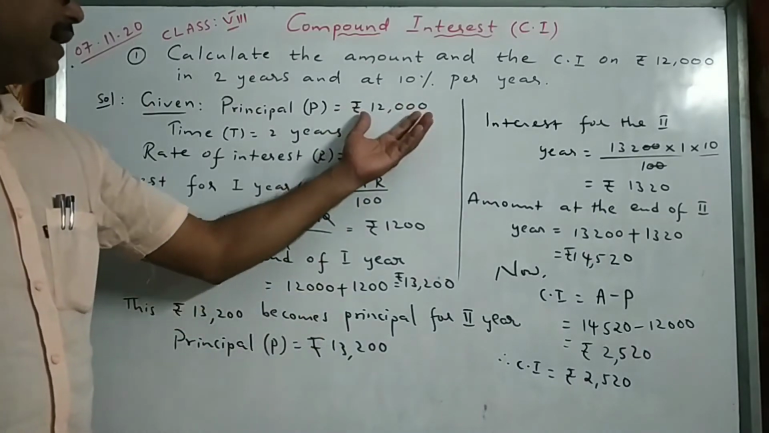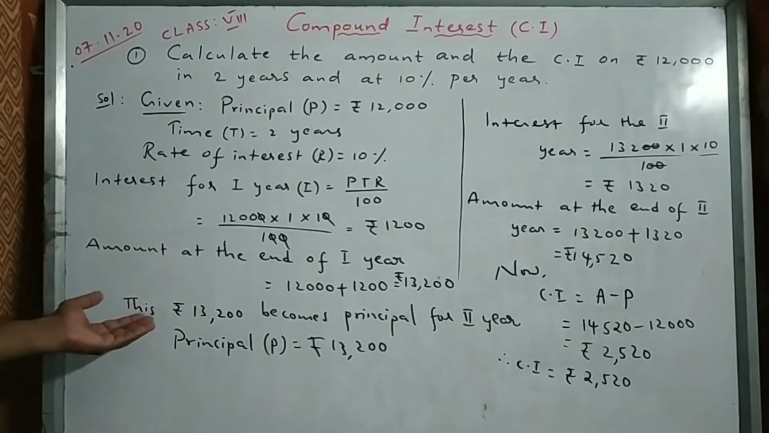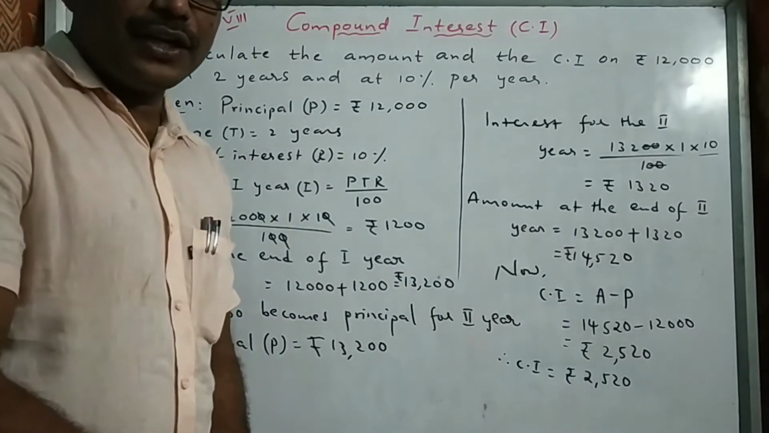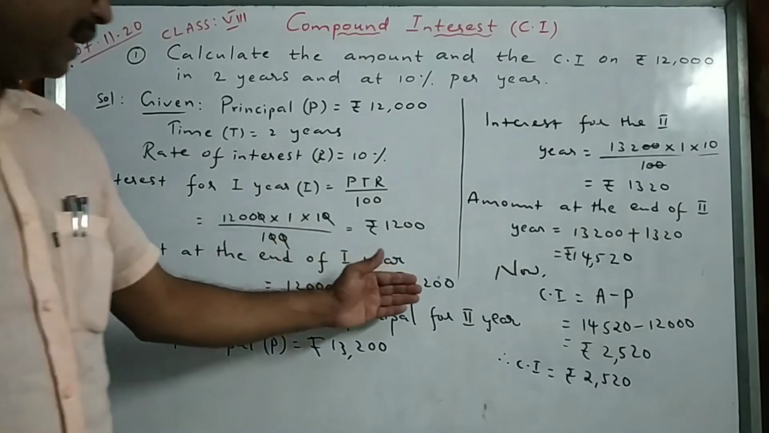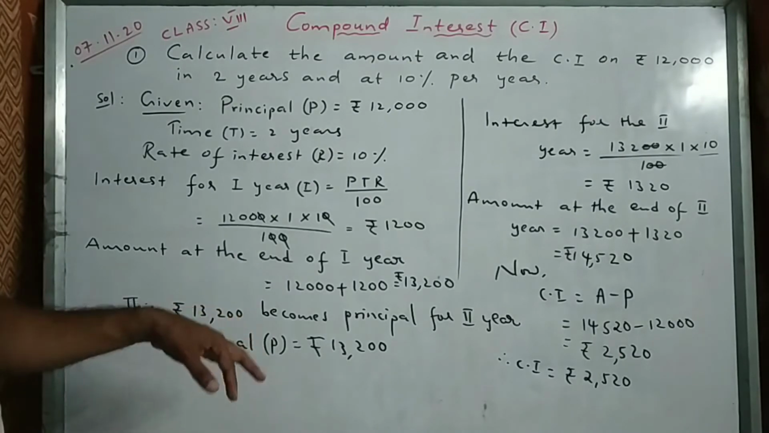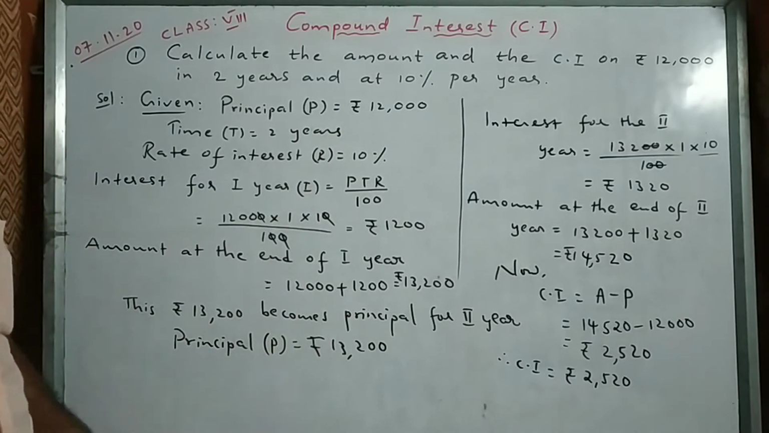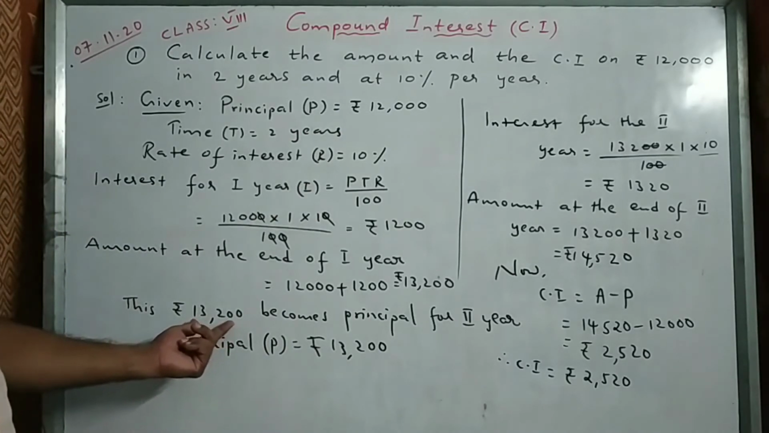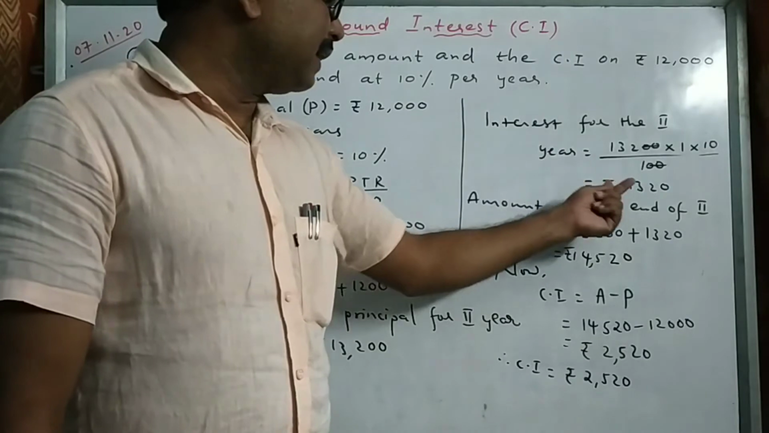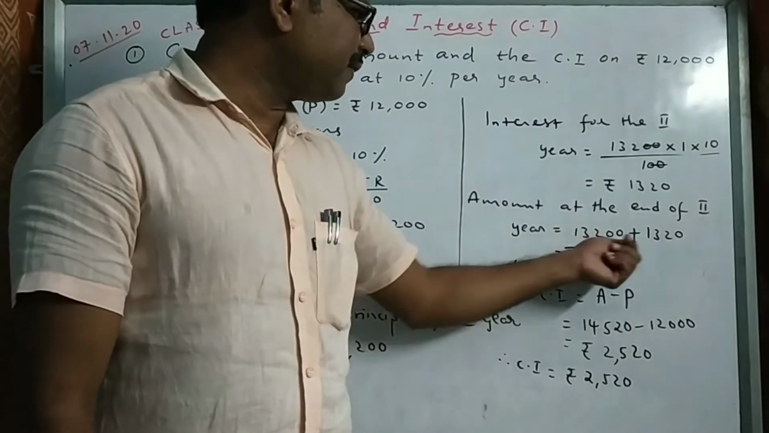So, actually the received amount is 12,000. After 1 year, if he wants to pay, he has to pay 13,200. Suppose if he wants to continue, this 13,200 will be the principal for the second year. Now interest will be calculated on this amount, not on the original. For the second year onwards, interest will be calculated on 13,200. This interest for the second year will be added to the 13,200. That would be the amount at the end of second year.